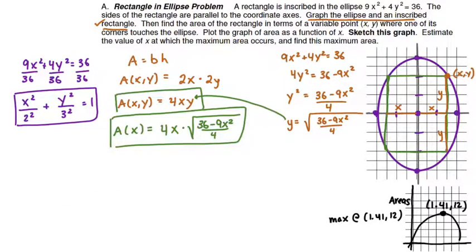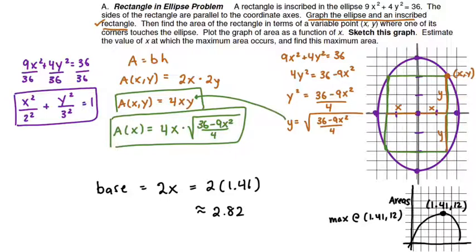Now remember that we defined the base of this rectangle as 2 times that value of x. Now when we found the maximum area, the x value was 1.41. So 2 times 1.41, that is going to be the base of the rectangle that has a maximum area. So our base here is about 2.82. So a rectangle with a base of roughly 2.82 has the maximum area that we can inscribe in this ellipse.